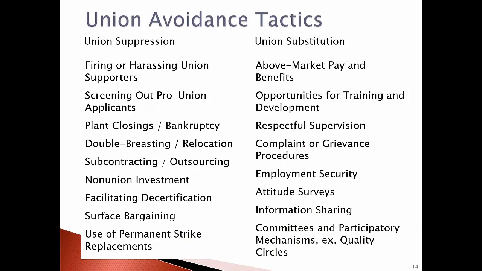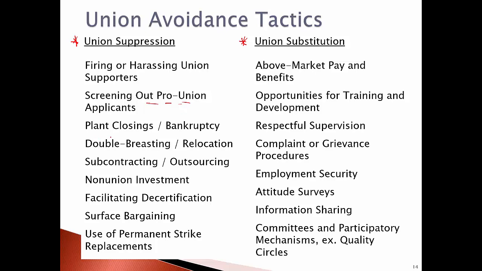If a company is attempting to avoid a union, they can suppress the union or they can attempt to substitute for the union. And we've just seen on the previous slide that the company may do one or the other depending on the kind of strategy it's taking with regard to workers. Union suppression includes things like firing or harassing union supporters. Screening out pro-union applicants. So we had a business and ethics conversation in our homework a while back about a plant that intentionally located in a place where the union did not already exist. That's a form of screening out pro-union applicants.